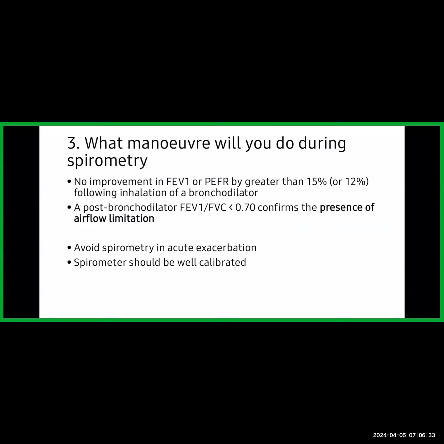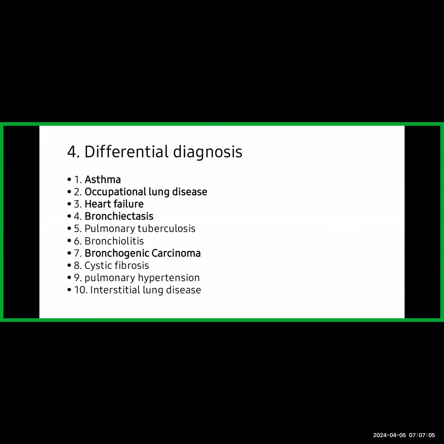Some other things that need to be considered during spirometry: avoid it in acute exacerbation of COPD and asthma. It's not usually advocated because it's effort-dependent, and it may further compromise the respiratory distress seen in this patient. And again, it should be well calibrated. It should be matched with the age, sex, and weight of the patient, because all those contribute to the overall value of spirometry. Looking at that, the next question said, name the differential diagnoses.